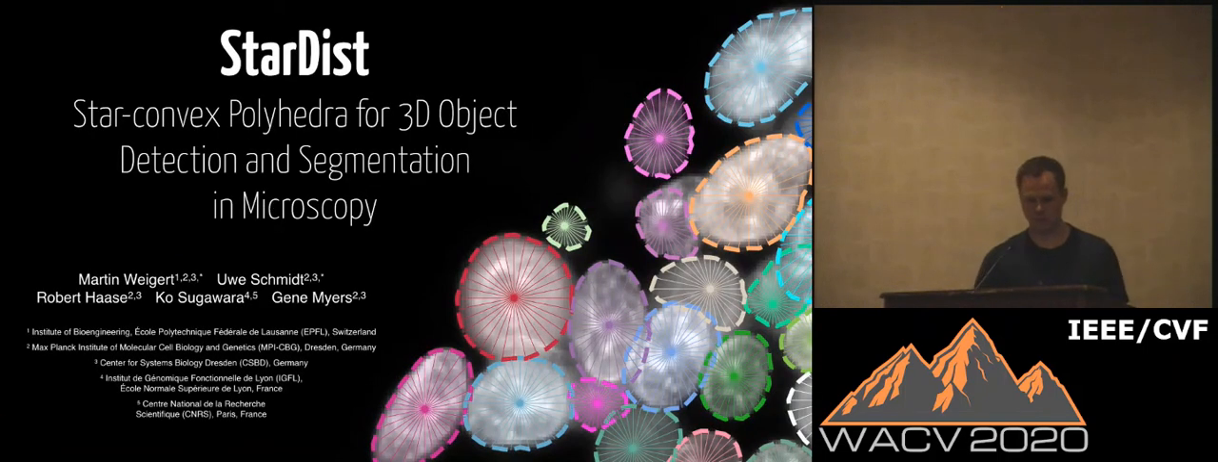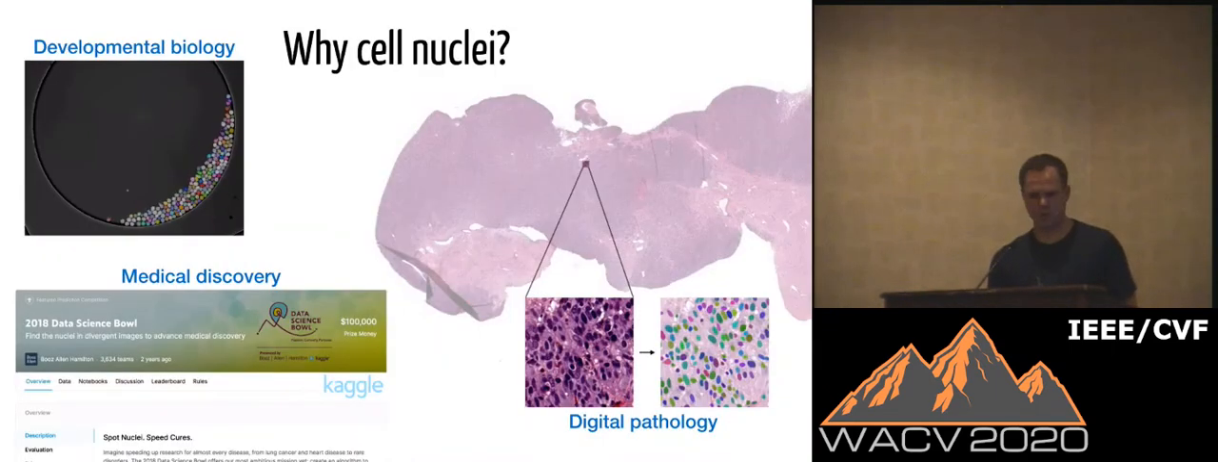So hi, I'm Uwe Schmidt from the MPI-CBG in Dresden. And this is joint work with Martin Weigert from EPFL in Lausanne and other collaborators from Dresden and Lyon. So localizing and segmenting individual cell nuclei is an important step in many biomedical applications, such as cell tracking in developmental biology, diagnostics in digital pathology, or the development of new drugs.